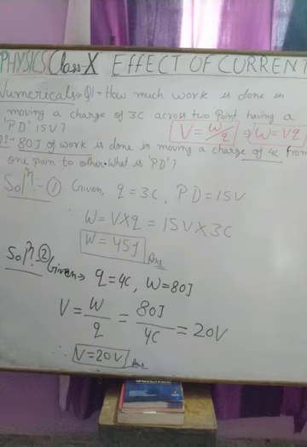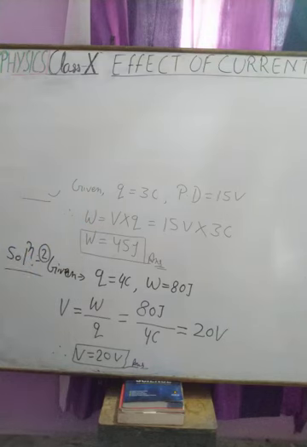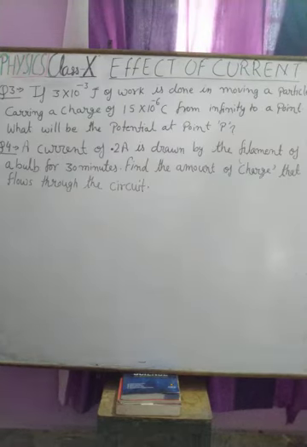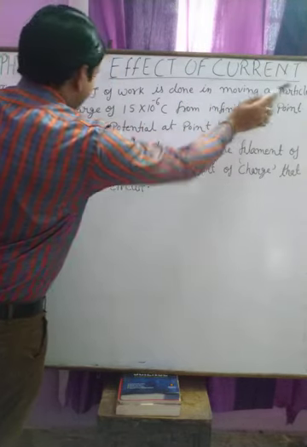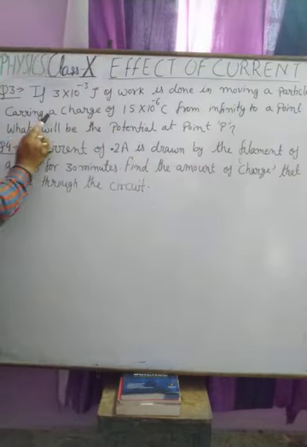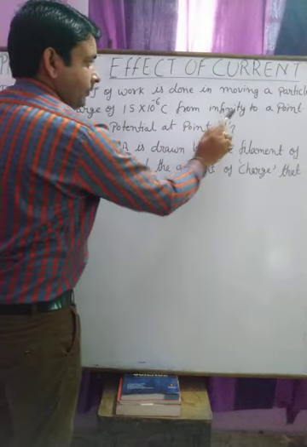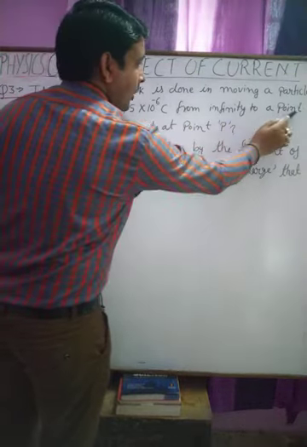Okay, now we go for the other problems. Okay student, we have another two problems, in which the first one is: if 3 into 10 to the power minus 3 joule of work is done in moving a particle carrying a charge of 15 into 10 to the power minus 6 coulomb from infinity to a point, what will be the potential at the point?